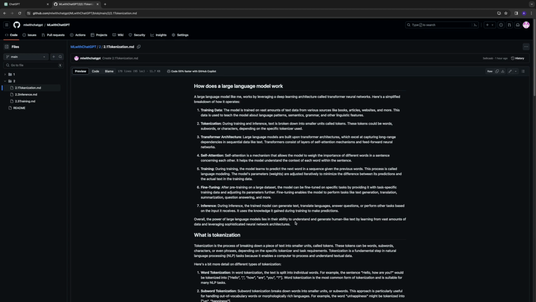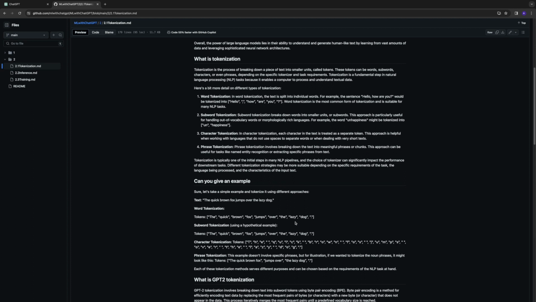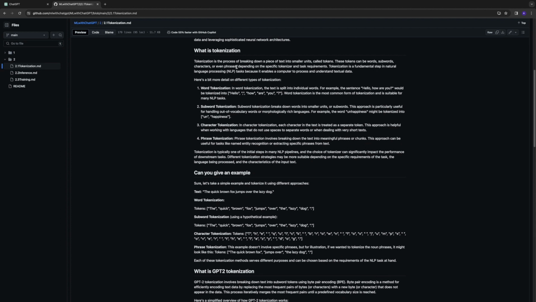So let's take a look at what tokenization is. Tokenization is a process of breaking down a piece of text into smaller units. For example, word tokenization: "Hello, how are you?" You can tokenize into "hello", ",", and "how are you" by words. You can also do subword tokenization, for example "unhappiness". And also character tokenization, and also phrase tokenization.